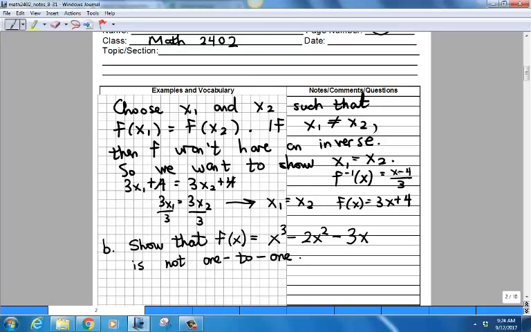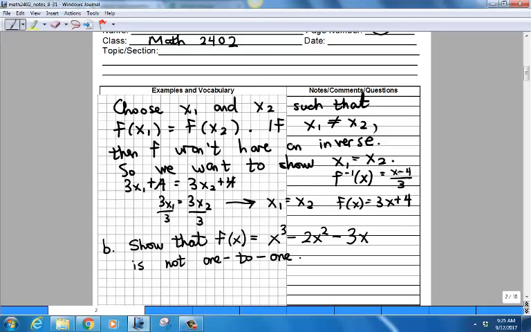Now look, what I claim is this function does not have an inverse. So x cubed, I mean, minus 2x squared minus 3x, I claim that doesn't have an inverse. How am I going to convince myself that that does not have an inverse? What does it take to not have an inverse? Not multiple y values, but the same y value with what? With multiple x values, right?